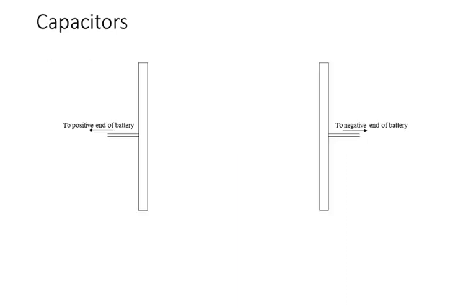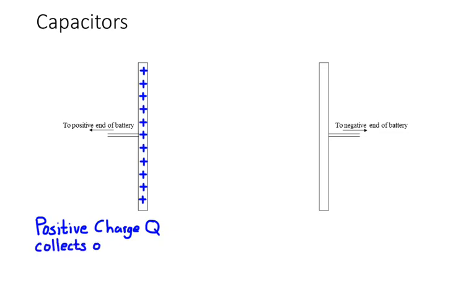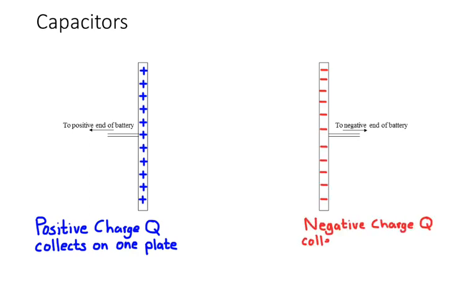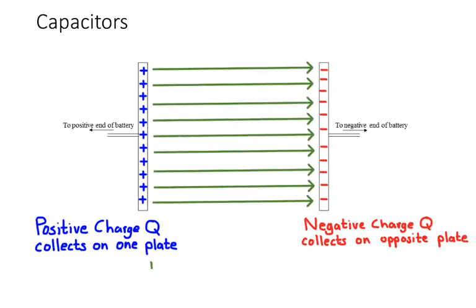So here's the basic picture of what a capacitor looks like. You have one plate on the left that you connect to the positive end of the battery, and a plate on the right that you connect to the negative end. When you make the connections to the battery, a bunch of positive charges are going to pile up on the plate connected to the positive end of the battery. We could call that charge capital Q, and then the same amount of negative charge is going to collect on the opposite plate.